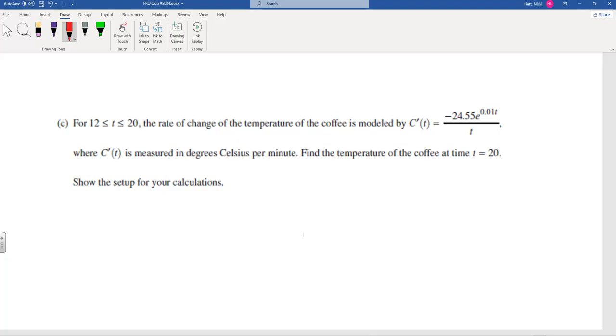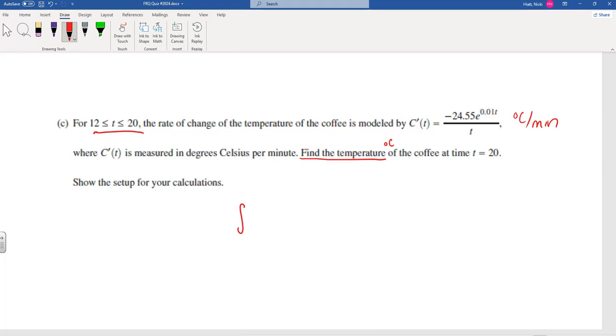So this only applies from 12 to 20, right? I've got a rate. This is degrees Celsius per minute. The question is asking to find the temperature, right? That is in just degrees Celsius. What do I need to do on this problem? I need to integrate because I'm going from a derivative in Celsius per minute, and they're asking me for just temperature, not a rate, but just the temperature.